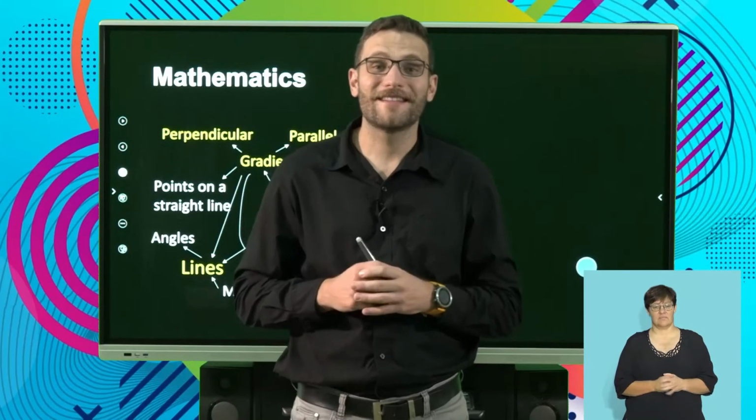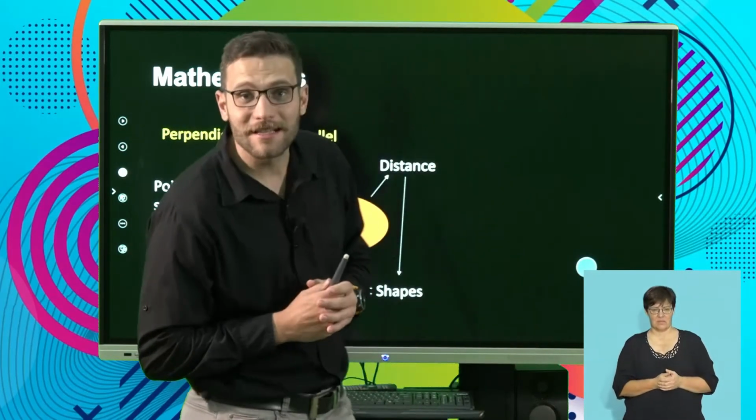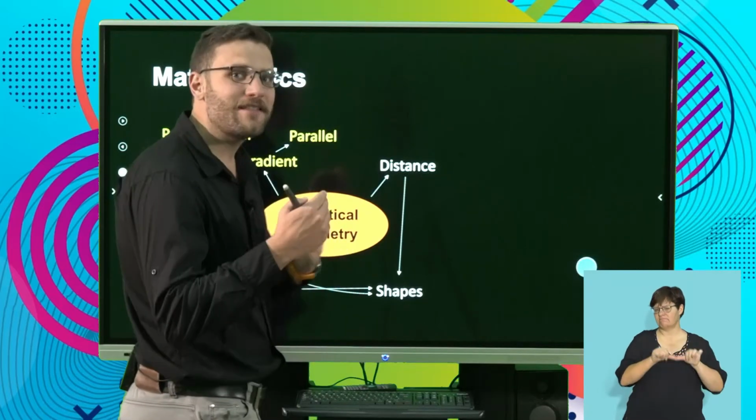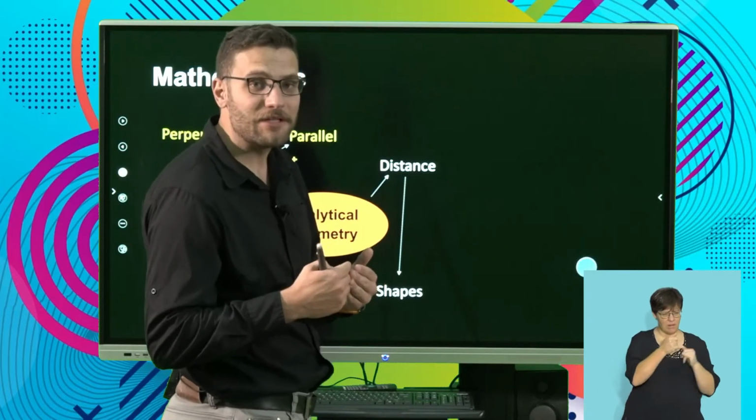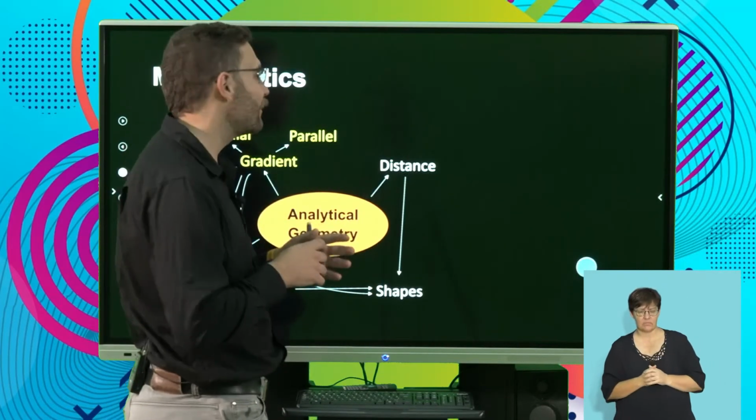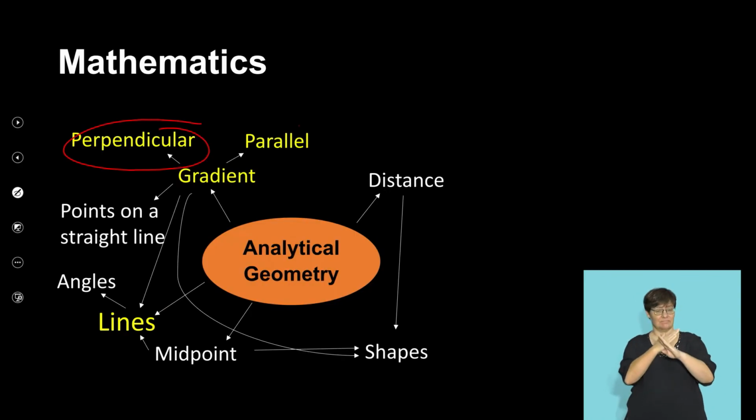Welcome back. So we're going to continue talking about lines, and we're going to continue finding the equations of lines. But what we're going to be doing is using the perpendicular and parallel properties to find the gradient so that we can go find the equation of a line. So let's jump into the first question.